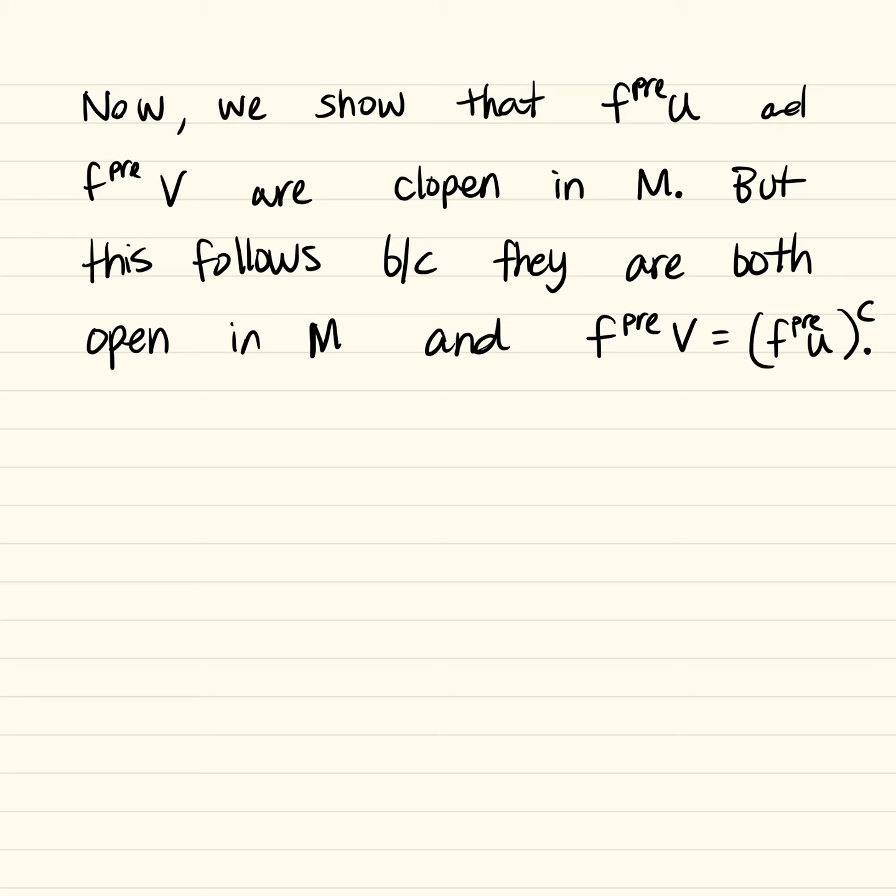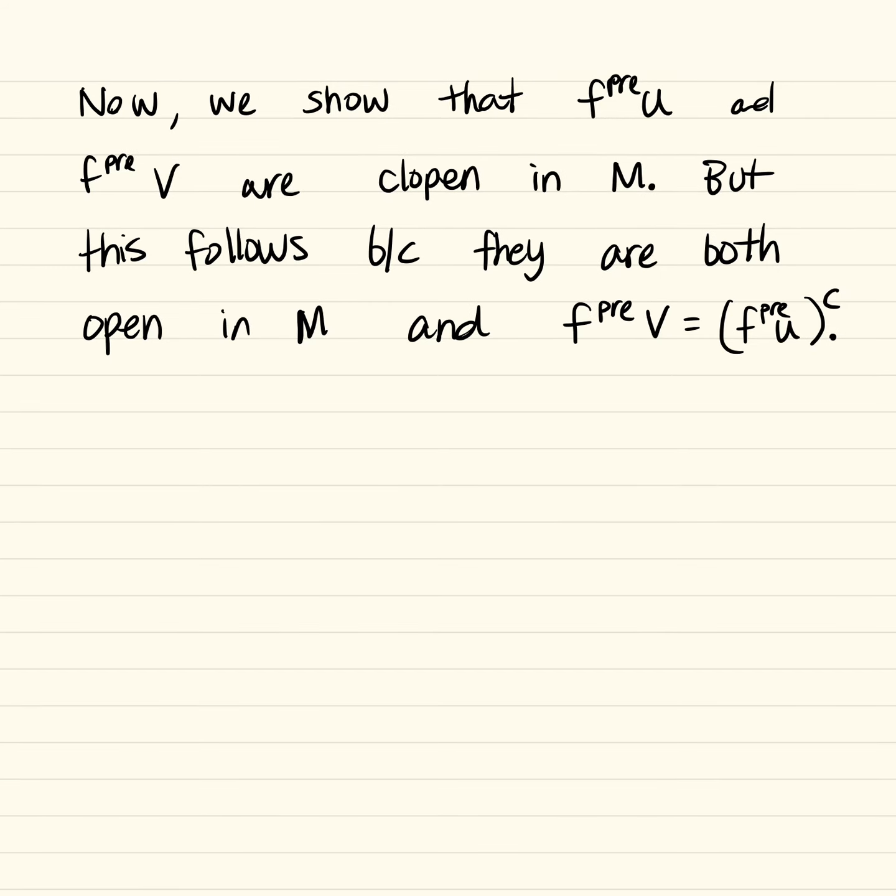Right? So remember, the complement of an open set is closed. So F pre V is closed. And it's open, so F pre V is clopen. Similar argument shows F pre U is clopen. Okay. Lastly, what do we need to show? We need to show that they are proper.